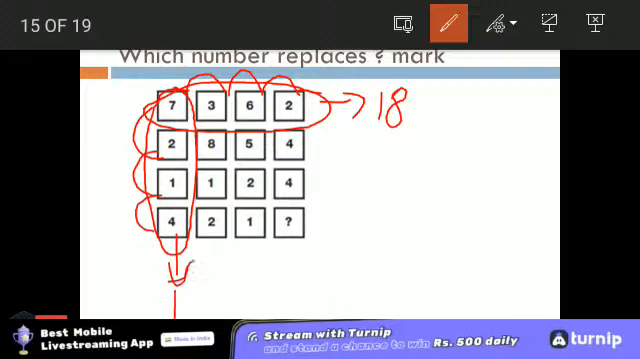I'll check another as well. It's 3 and 8, 11, 11 and 1, 12, 12 and 2, 14. Means when I'm coming from top to bottom, the sum of each column is 14. So I have to check this. I'll be checking the last: 4 and 2, 6, 6 and 4, 10.